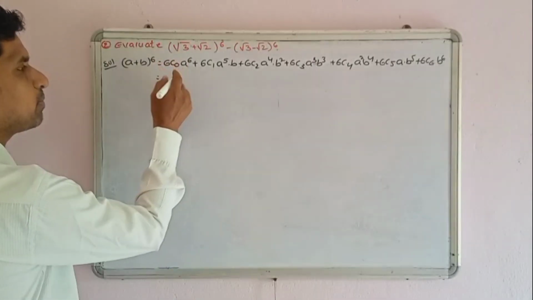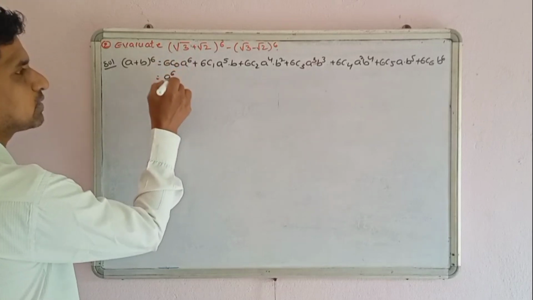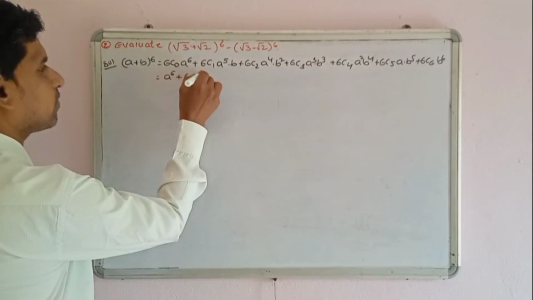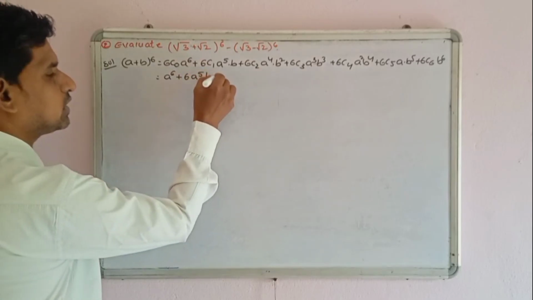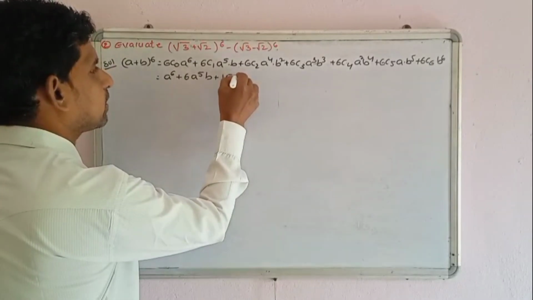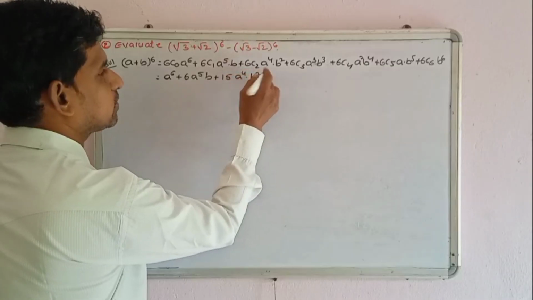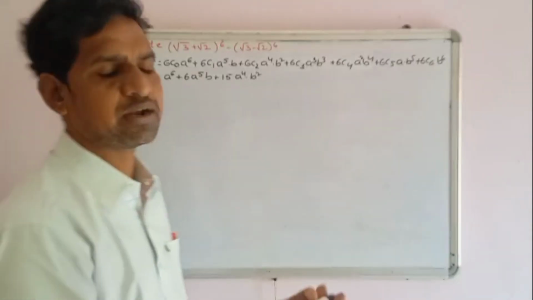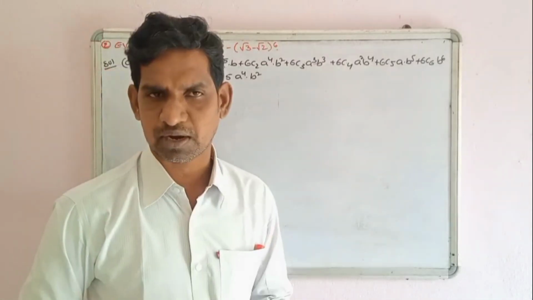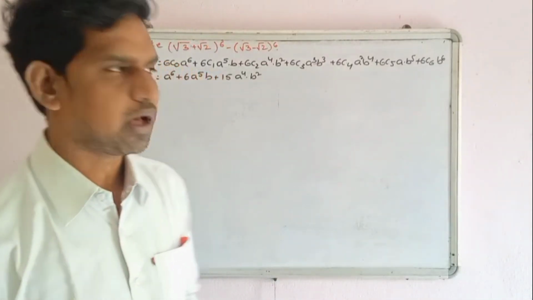6c0 value 1, 1 times a power 6 is a power 6. 6c1 value 6, a power 5 b. 6c2 value 15, a power 4 b square. If you don't know the value of 6c2, apply the nCr formula. What is the nCr formula? n factorial by (n minus r) factorial into r factorial.